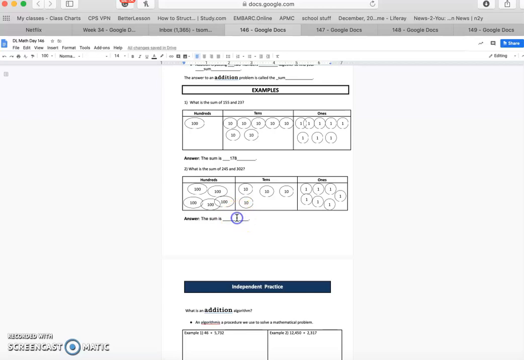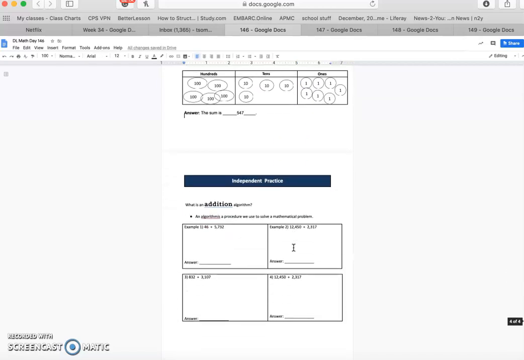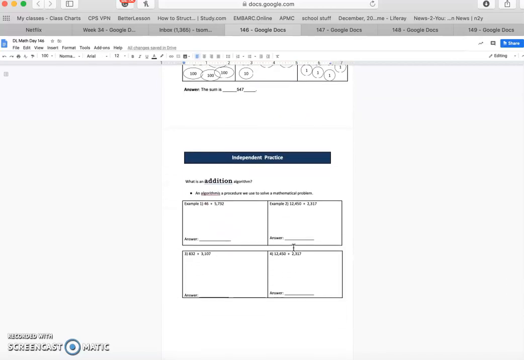Let's write it on the line. 500, 40, 1, 2, 3, 4, 5, 6, 7, 547. That is our sum. Now, when we go down to the independent practice, you can set up your problem going horizontally.